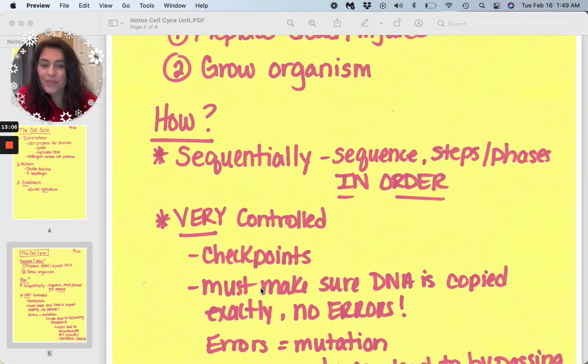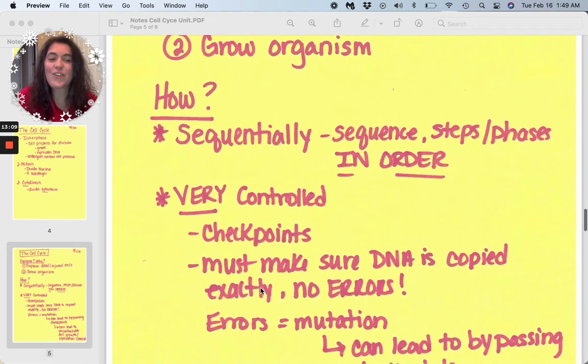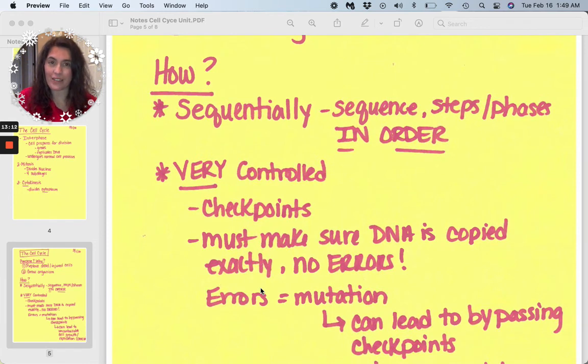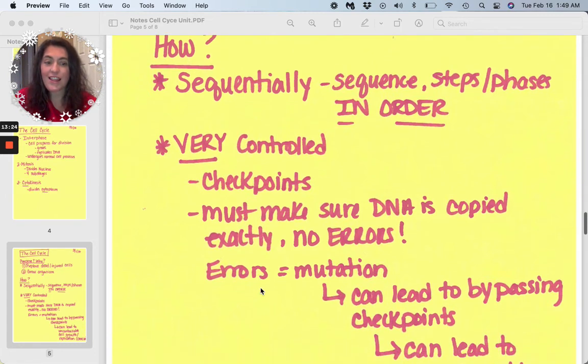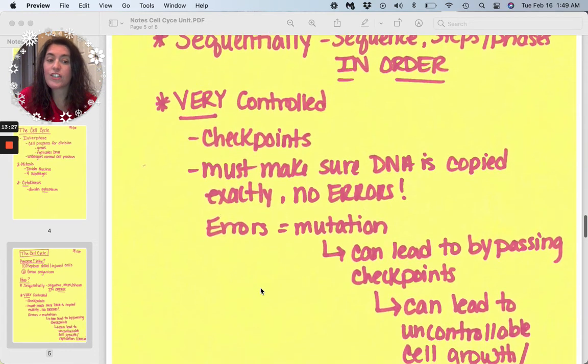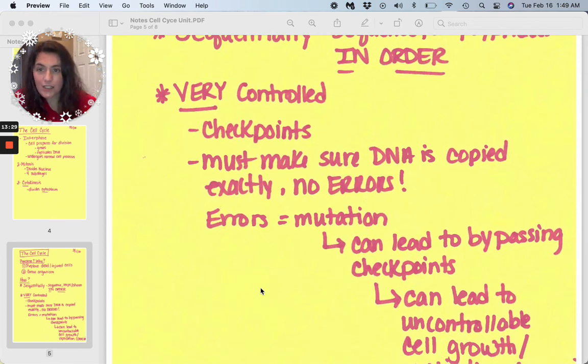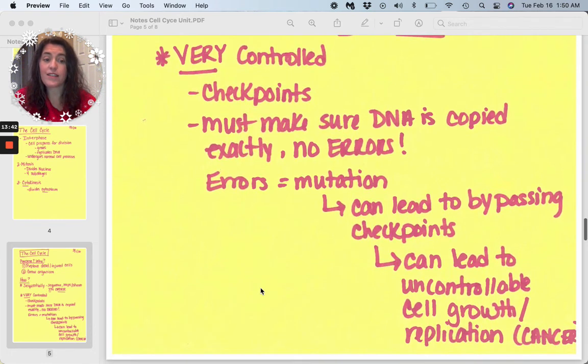Anyway, this type of mutation is going to lead to bypassing those checkpoints. What that means is that your cell is going to go on to that next step. It is going to continue on that cell cycle and divide before it's ready to do so. That is not good, because that is going to lead to uncontrollable cell growth. When it starts replicating and dividing before it's supposed to, it's uncontrolled. You're continually going through that cell cycle without any control. And what that leads to is cancer.